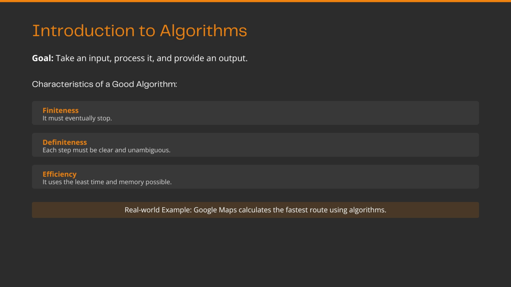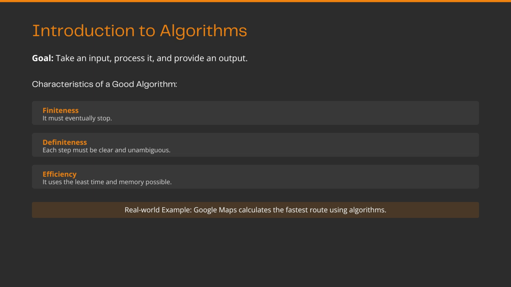But in it, a good algorithm has specific traits. It must be finite. It can't run forever, or your computer will freeze. It must be definite. The computer doesn't understand maybe. So every instruction must be perfectly clear. And most importantly, it must be efficient. Imagine if you asked Google Maps for a road to the mall, and it took 3 hours to calculate it. The mall might be closed by then.